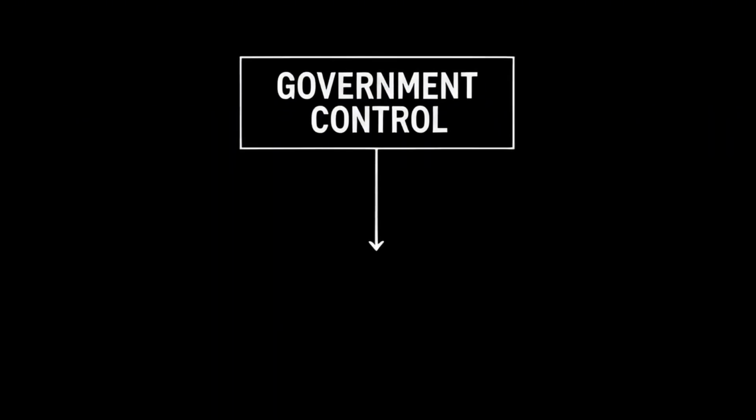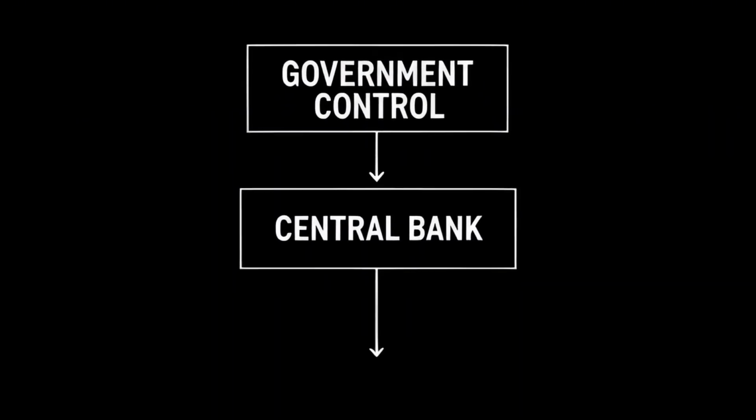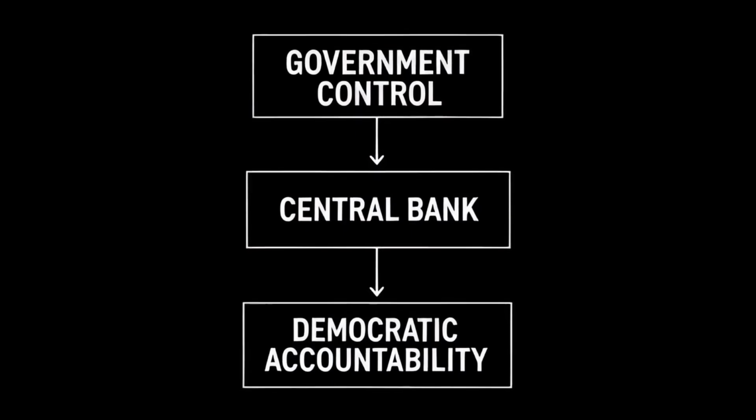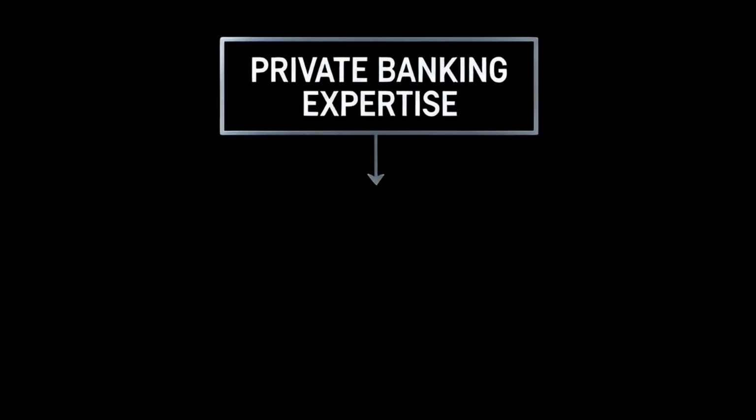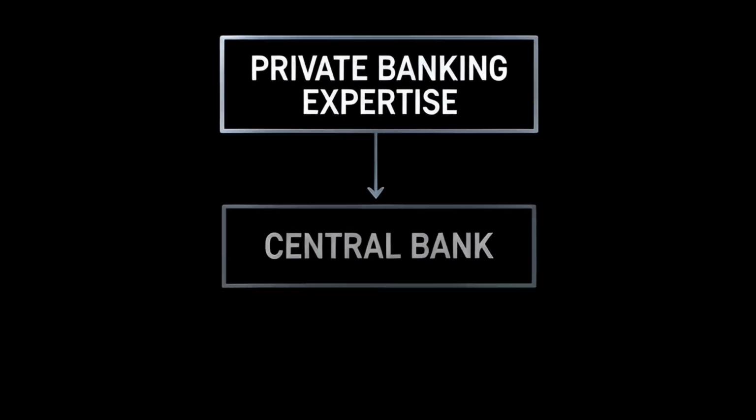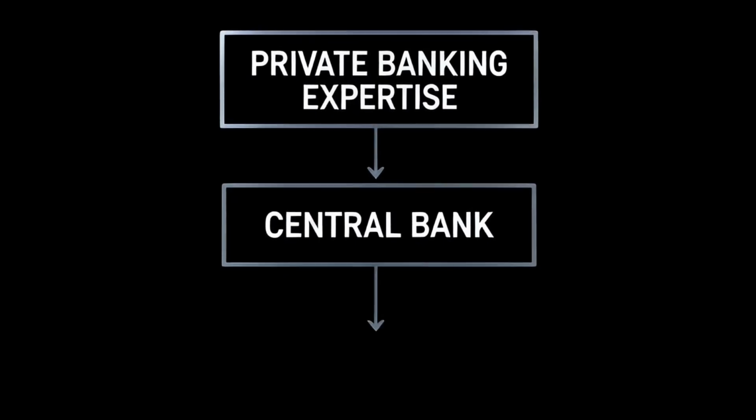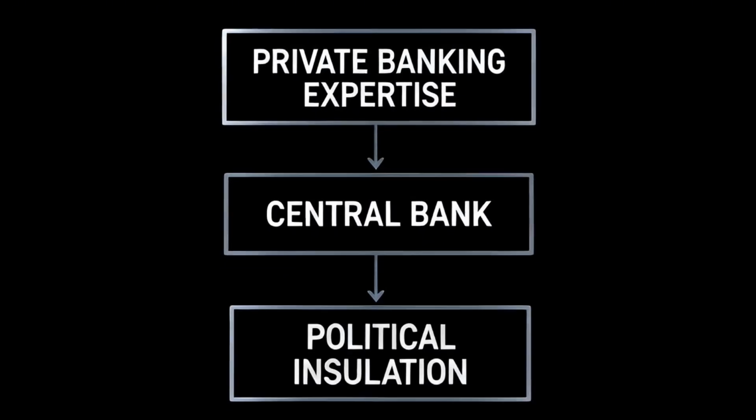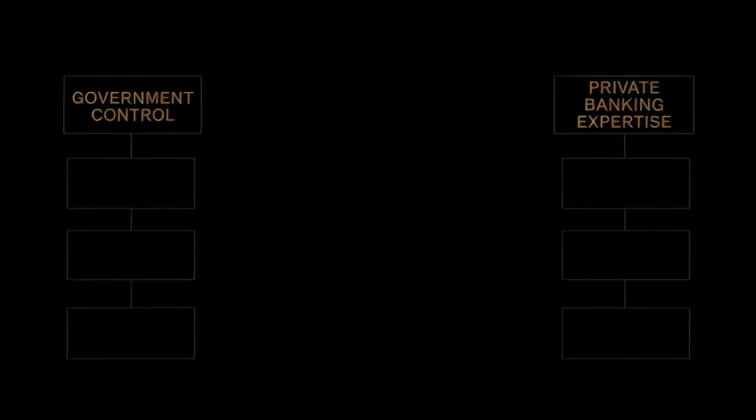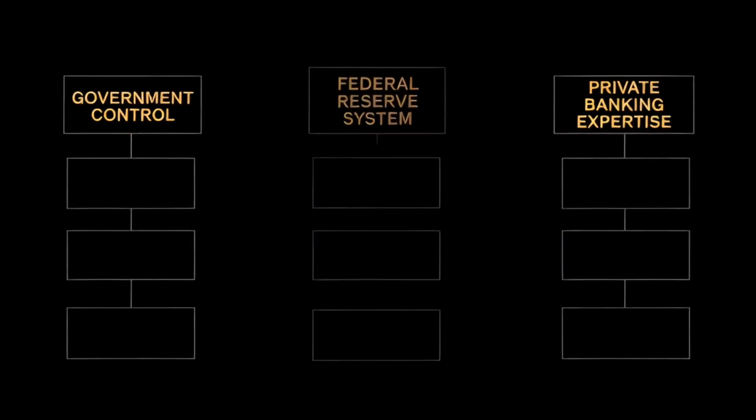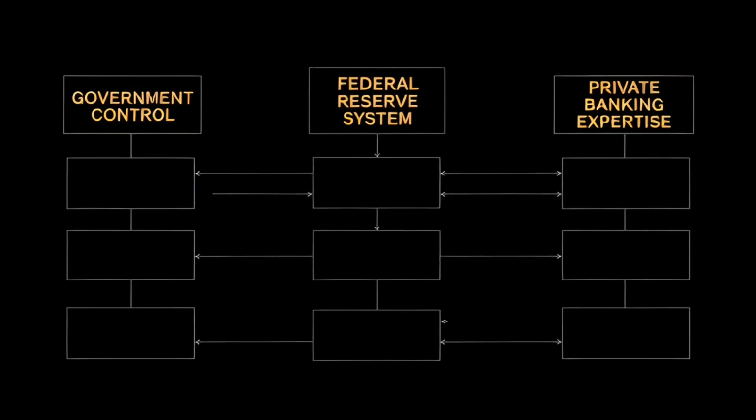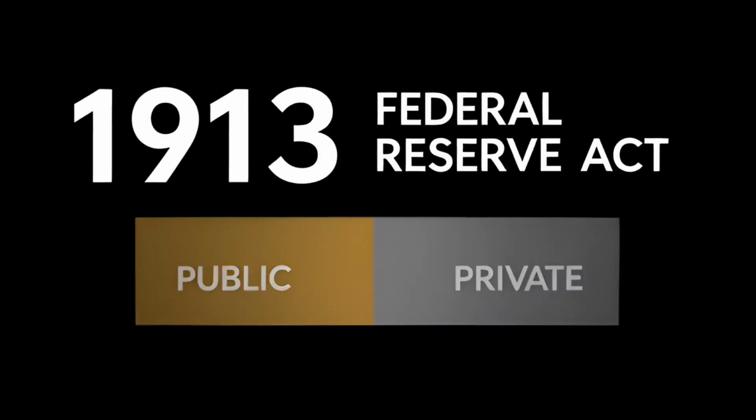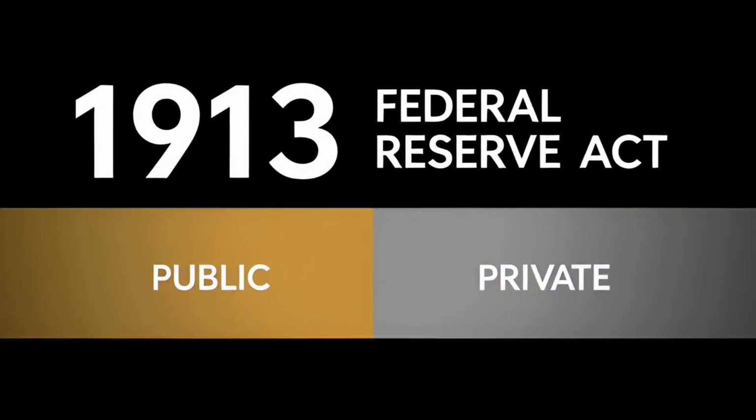On one side, those who wanted a purely government-controlled central bank, responsive to democratic oversight and publicly accountable. On the other side, private bankers who wanted the new institution to be insulated from political interference, run by people who understood markets and credit, rather than politicians responding to electoral pressure. The institution that emerged from this debate was a compromise, and like most institutional compromises, it fully satisfies neither side's original vision. The Federal Reserve System, established by the Federal Reserve Act of 1913, is a hybrid.